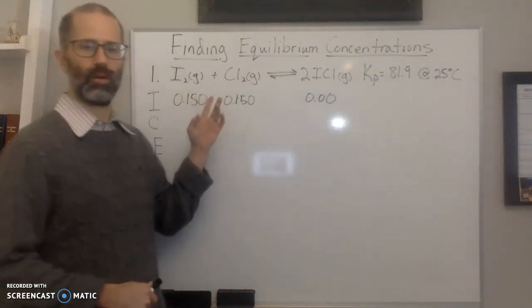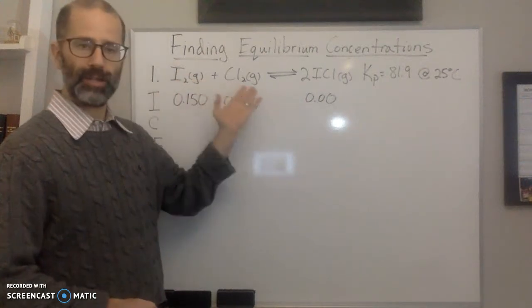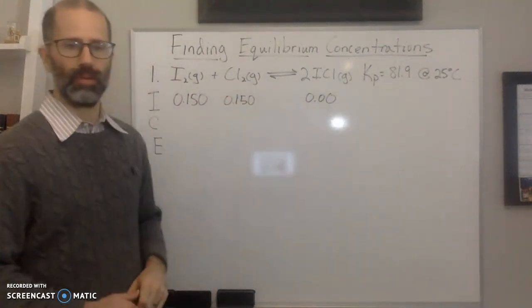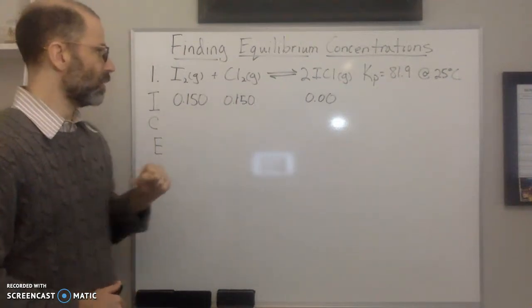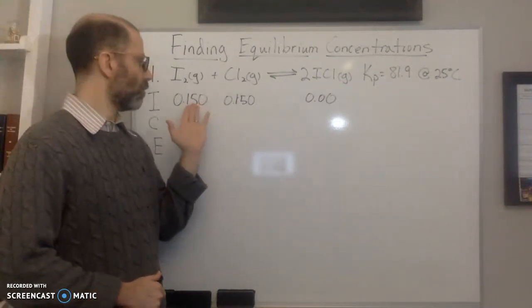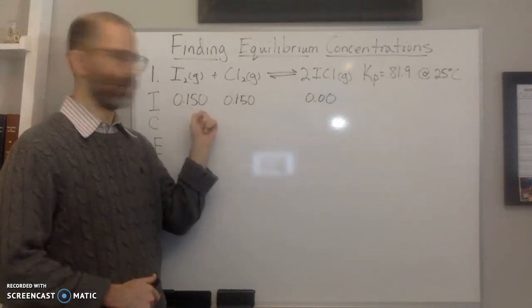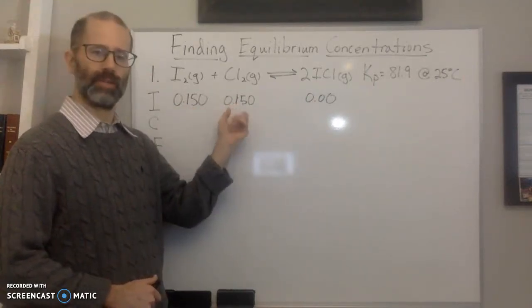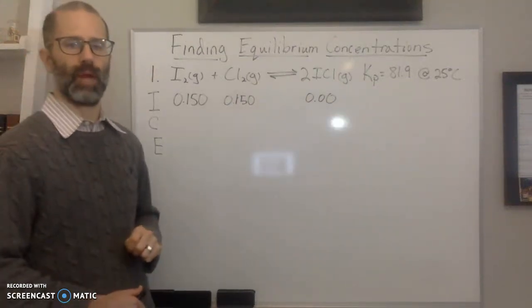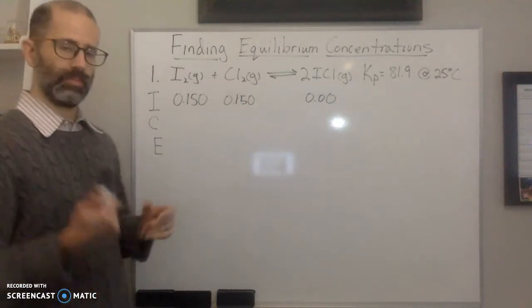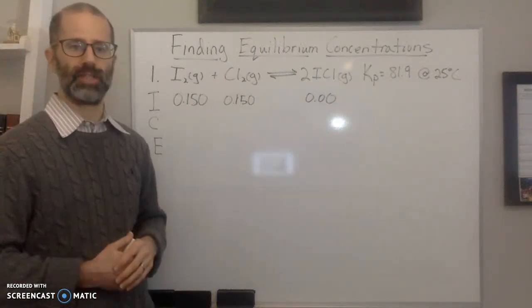So in the last video, or last example, I had the exact same reaction with the same Kp value, but we've changed the amount of the reactants and products. So this time we are beginning with 0.150 atmospheres and 0.150 atmospheres, and we're only going to have zero pressure for the products. We have no product.